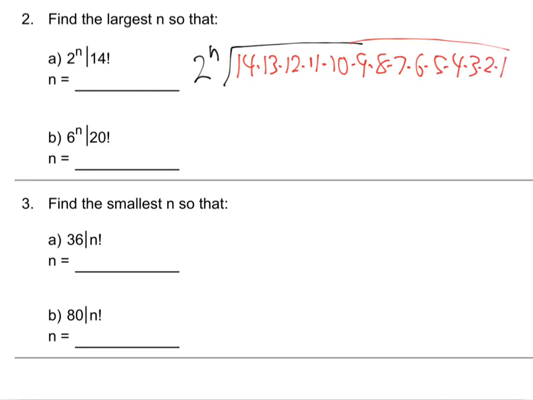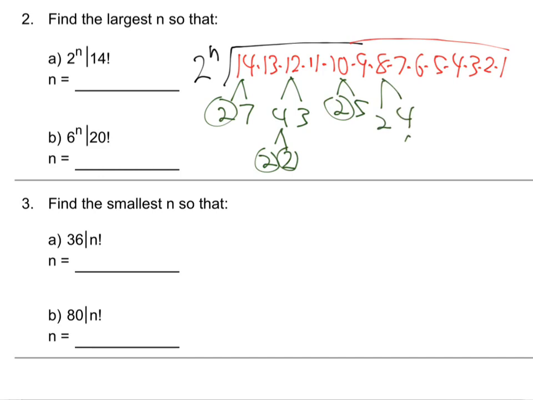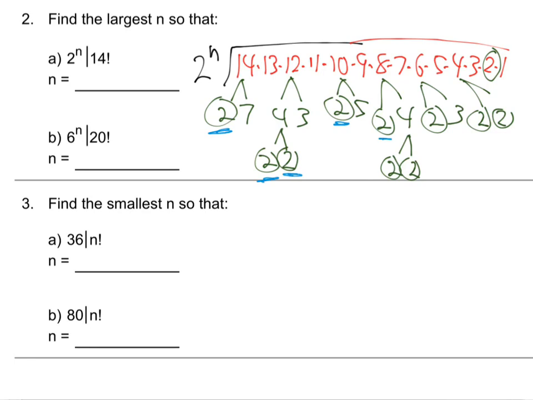If I break down all those numbers, 14 is 2 times 7, so there's a 2. 12 is 4 times 3, which is two 2's. 10 is 2 times 5, so there's another 2. 8 is 2 times 4, so that's got three 2's in it. 6 is 2 times 3. 4 is 2 times 2, and then there's the 2 right on the list. So just count them out. Be careful, it's easy to miscount. We got 1, 2, 3, 4, 5, 6, 7, 8, 9, 10, 11.